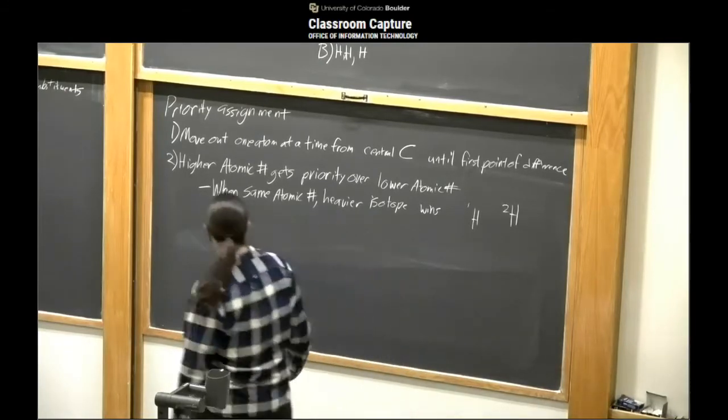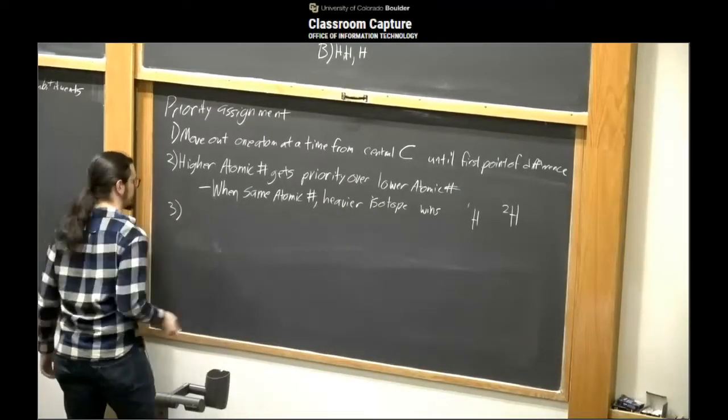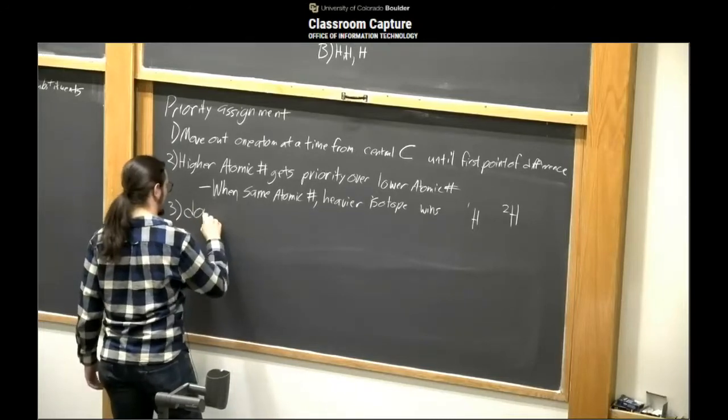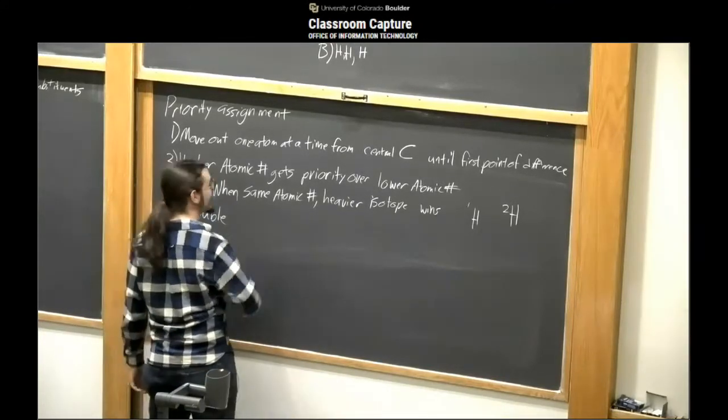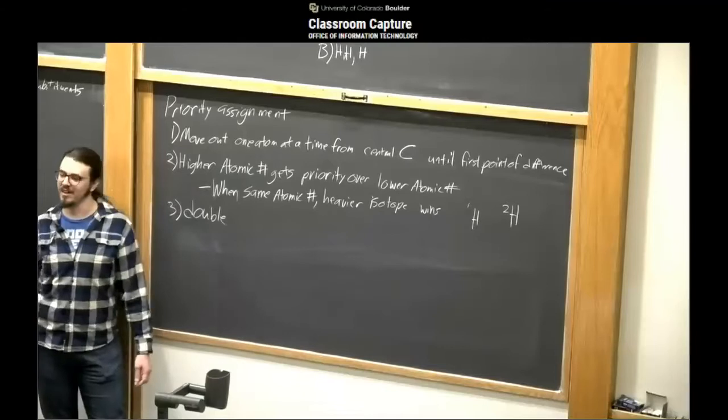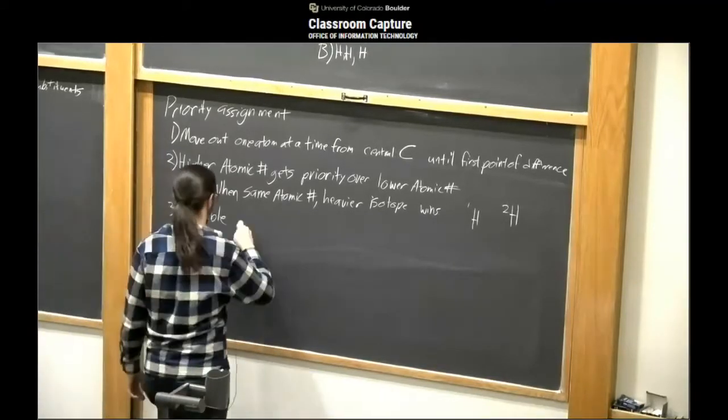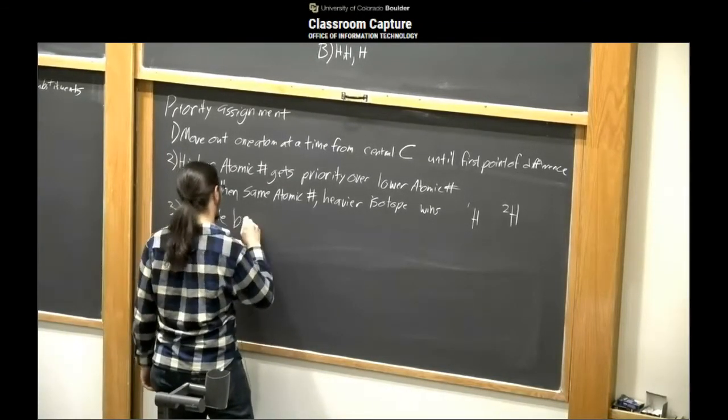And then the third one. The third one is that double bonds count as multiple bonds to the same atom when you're determining priority for a group.